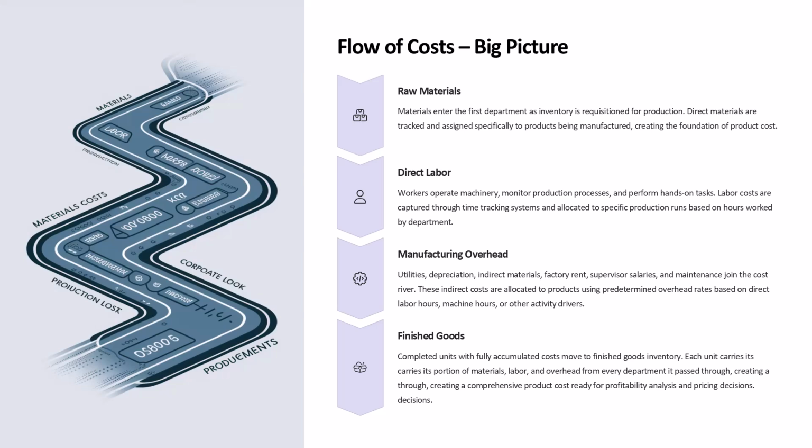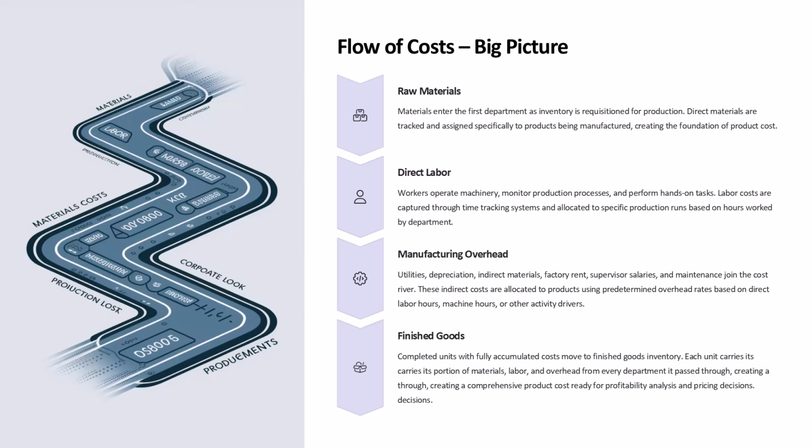Slide 5, flow of costs, big picture. The flow of costs in process costing creates a financial river system that mirrors the physical movement of products through manufacturing. Think of process costing like a GPS tracking system, following materials as they transform into finished products, accumulating cost data at every step.